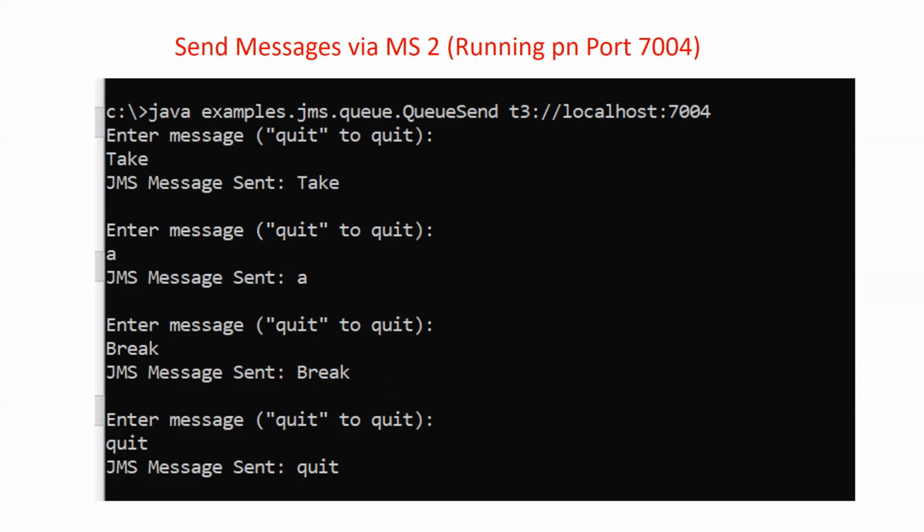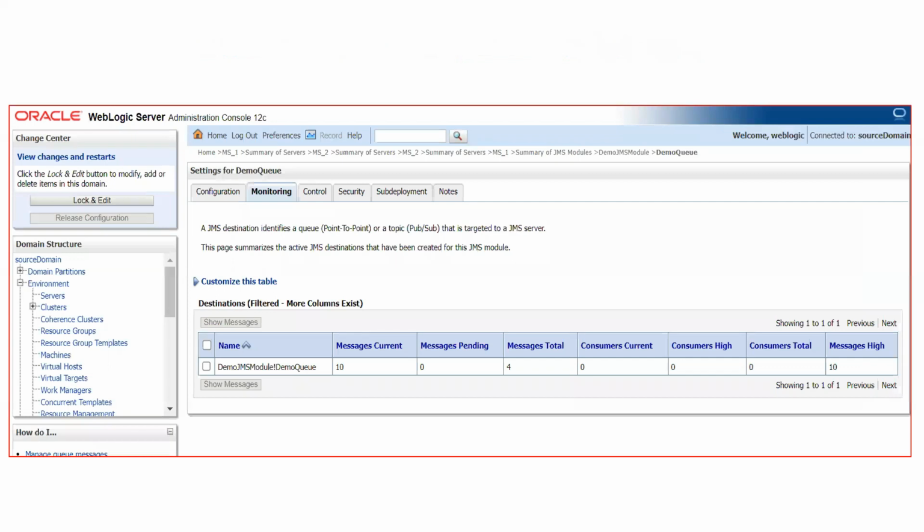But now if I send the message to my managed server 2, here you can see the port I have specified is 7004, which was 7003 initially when I sent the messages to managed server 1. Now I brought down my managed server 1 and I am sending the messages with the help of managed server 2, which is running on port 7004. And once again, if you go to the screen, you will see that the message count is now 10. Initially I had sent the messages with the help of managed server 1, and the count was 6. Now after bringing down managed server 1, I have sent the messages from managed server 2, and they are posted in your message queue.